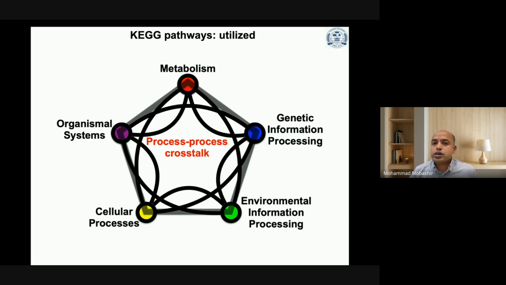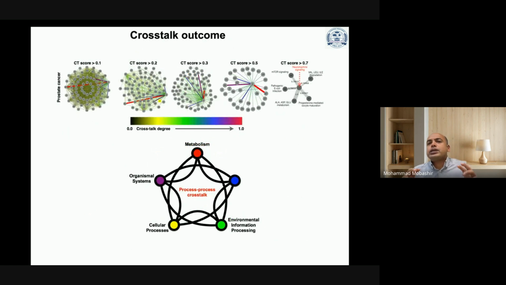This is process to process or pathway to pathway crosstalk or interactions. Now, this is one of the samples for the crosstalk outcome for prostate cancer when we are utilizing these 5 categories of pathways only. And this is called CTA score, that means crosstalk score: CTA score 0.1, CTA score 0.2, CTA score 0.3, CTA score higher than 0.5, CTA score higher than 0.7.